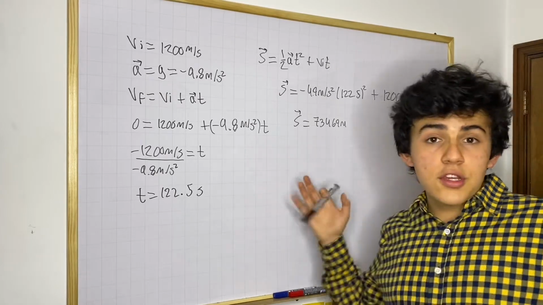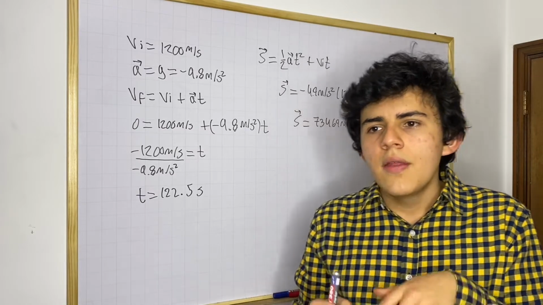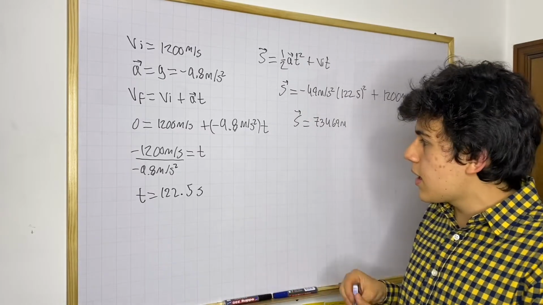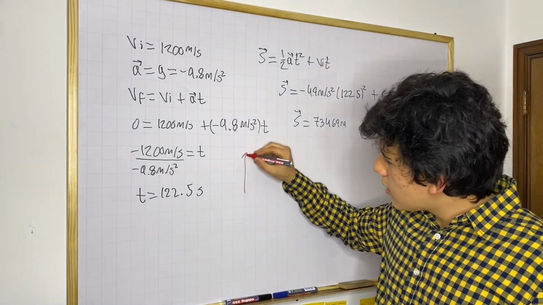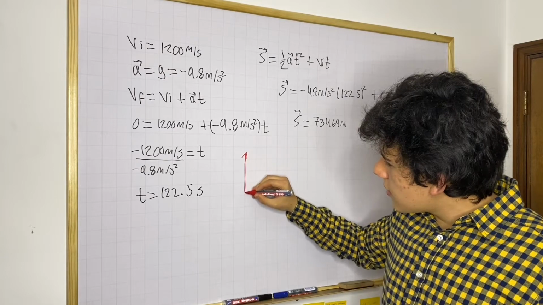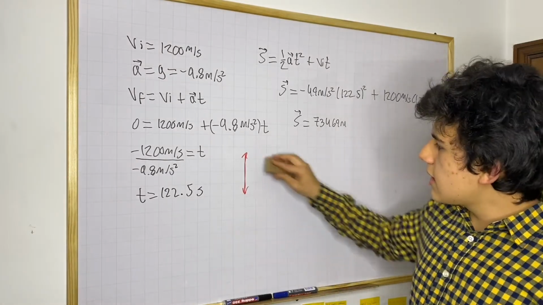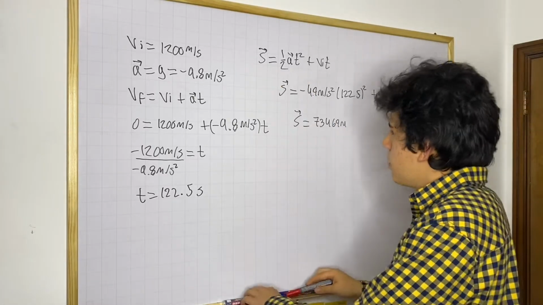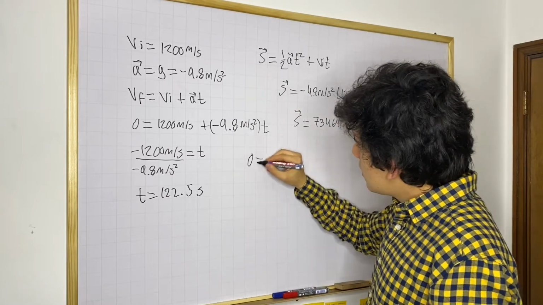So the next question that we had: how long does it take the bullet to reach the ground? This is a pretty simple question. Remember that we're doing one-dimensional kinematics, so we're assuming that the bullet will go up and then come down the same line it went up. So when is the displacement equal to 0? That's pretty simple. We just need to solve this equation with s equals 0.